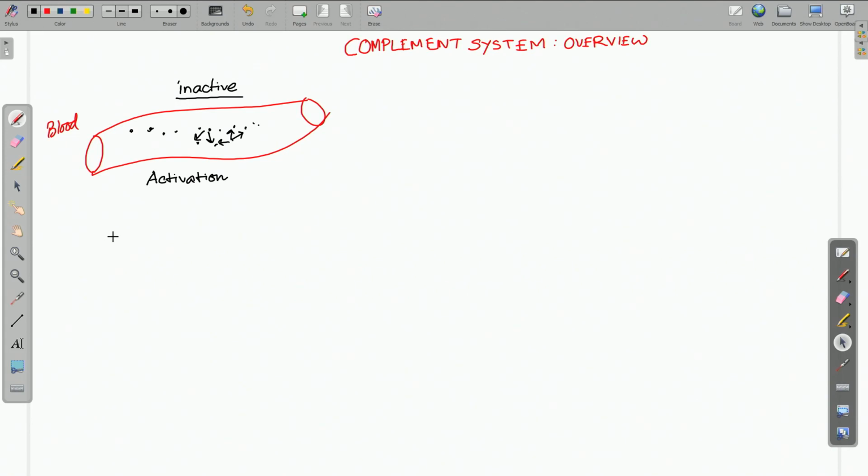Now, where do these proteins come from? The major source of these proteins is the liver, and also, to some extent, the tissue macrophages, and to some extent the epithelial cells of the GI tract, and these are minimum sources.